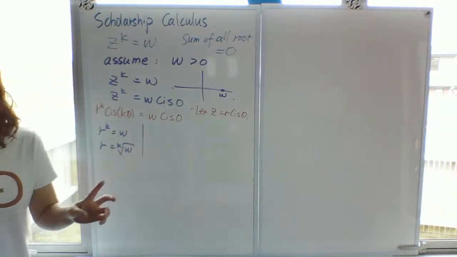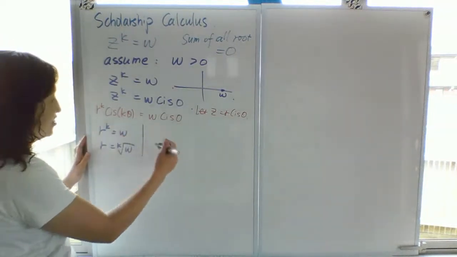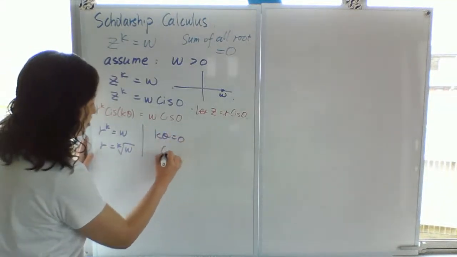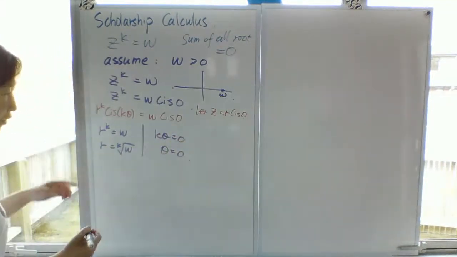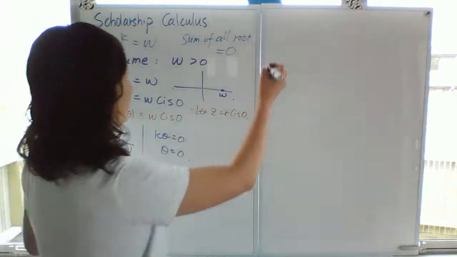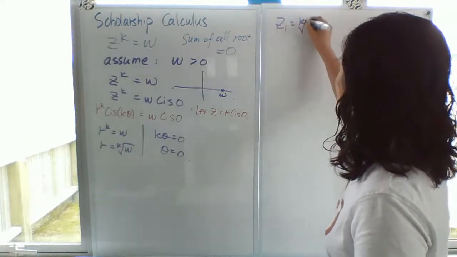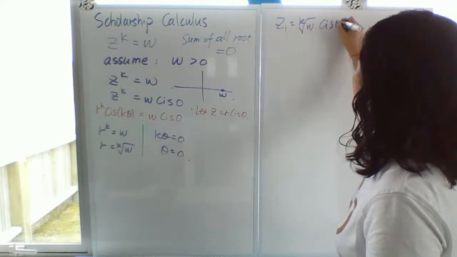And then from here, I can say that k theta is equal to 0, so theta is equal to 0. So from here, we can get the first solution, which is z1. I'm going to write it here. So z1 is equal to the k-th root of w cis 0.